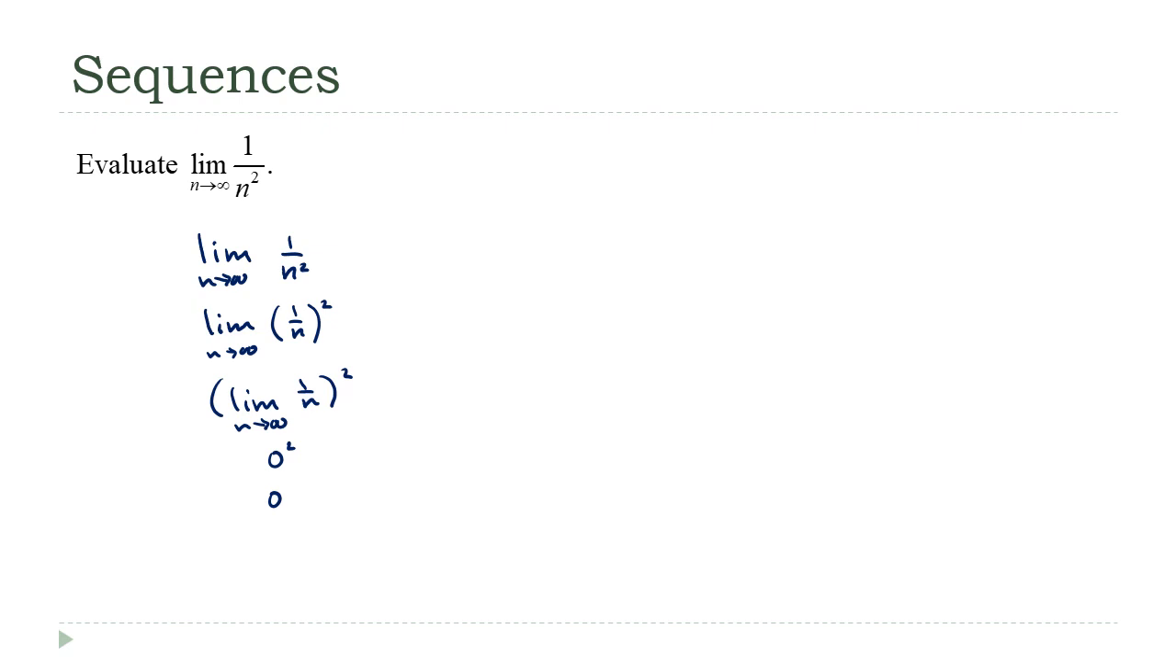Another way we could have approached this, we could have said this is the limit as n goes to infinity of 1 over n times 1 over n. Right? Then we can use the limit of a product. Say this is the limit as n goes to infinity of 1 over n times the limit as n goes to infinity of 1 over n. Of course, that's 0 times 0, which is also 0. So good, we get the same result no matter which rule we use.